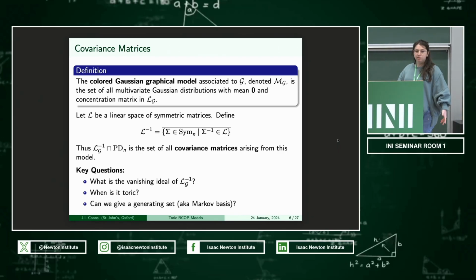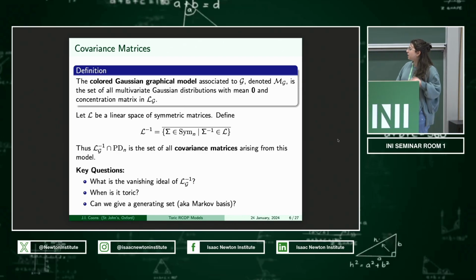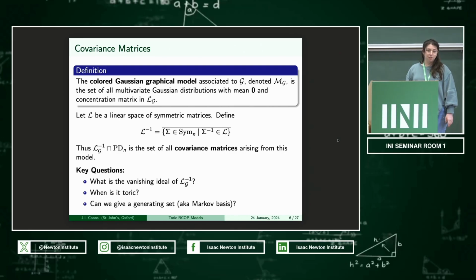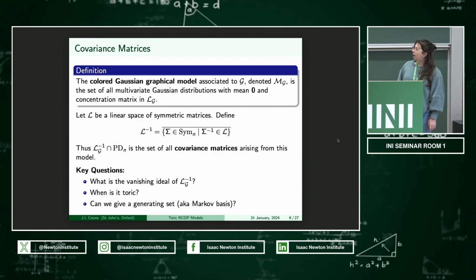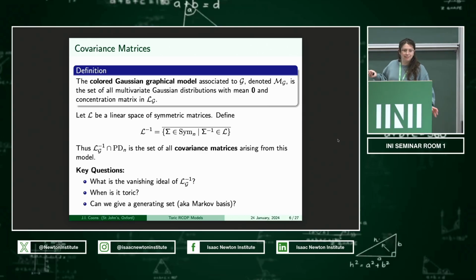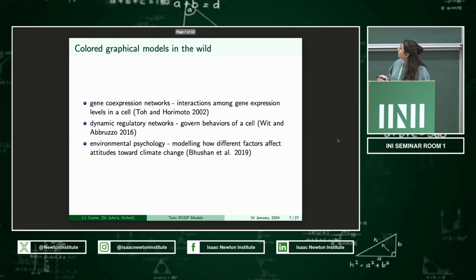And so you can ask all sorts of questions about this. For me, I'd like to know what the vanishing ideal of this inverse linear space is. In particular, when is it toric? And if it is toric, can I give a generating set or Markov basis for it? I think this is a really interesting algebraic question. I'll motivate it a little bit and then get to the fun algebra.